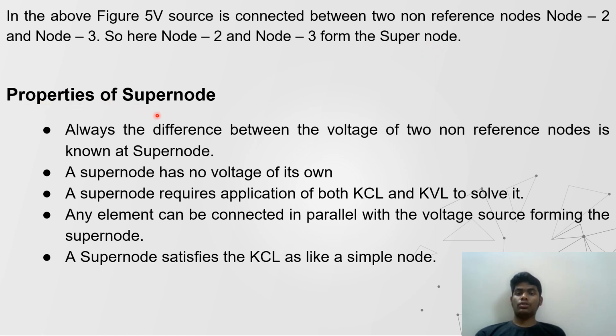The properties of a supernode are: the difference between the voltages of the two non-reference nodes is given by the voltage source of that supernode. A supernode has no voltage of its own. A supernode requires application of both KVL and KCL to solve it. Any element connected in parallel with the voltage source can be included in the supernode. The supernode satisfies KCL just like a simple node.